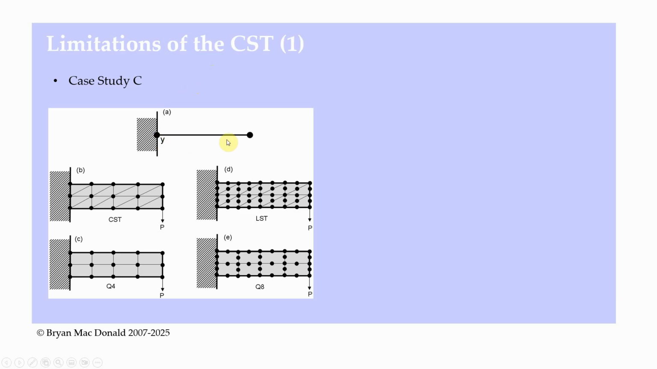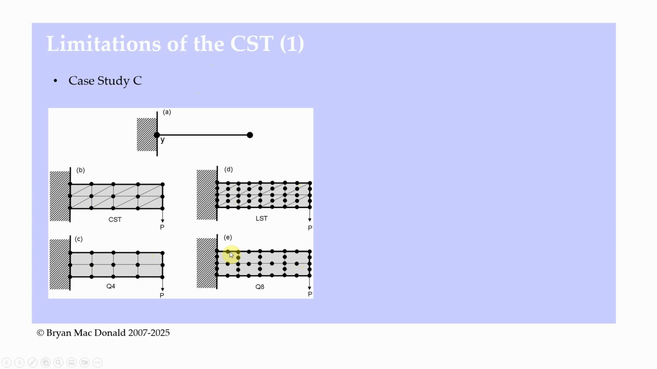So it uses one beam element. It uses 16 constant strain triangle elements. It uses 16 linear strain triangle elements, which are quadratic triangles with mid-side nodes. It uses 8 Q4 elements, which are 4-node rectangular elements. And it uses 8 Q8 elements, which are 8-node curved edge quadratic rectangular elements.